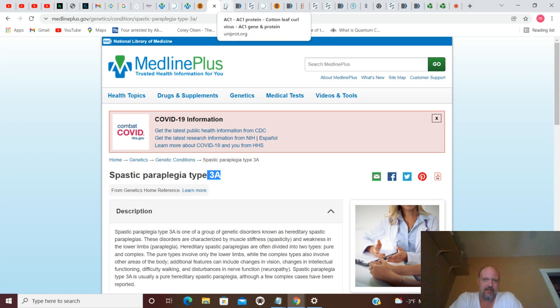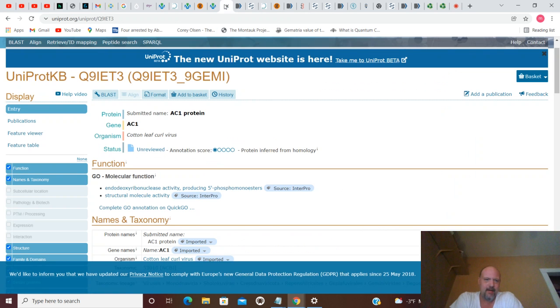All right, if you move on from that, you have AC1. How about gene AC1? AC1 protein. So the AC1 gene apparently makes the AC1 protein. It's a protein coding gene. Imagine that. And cotton leaf curl virus.